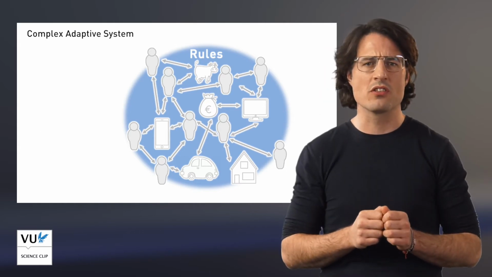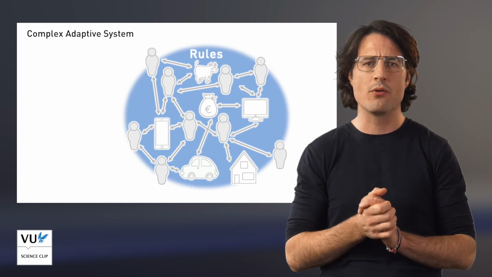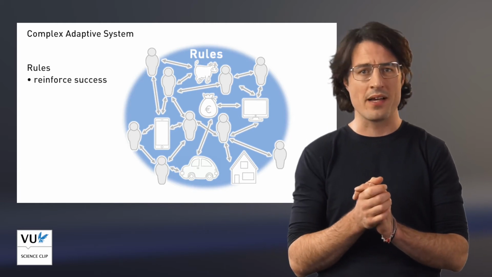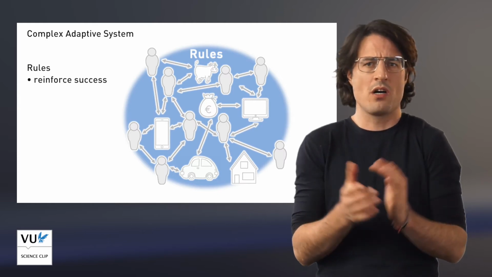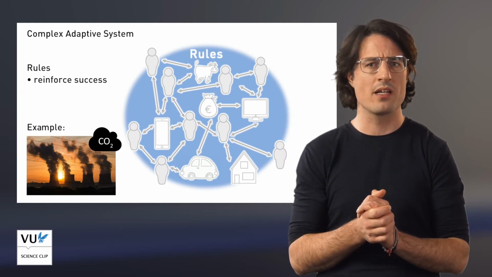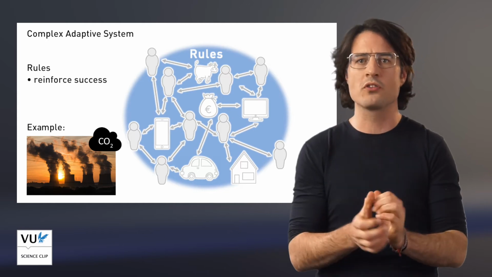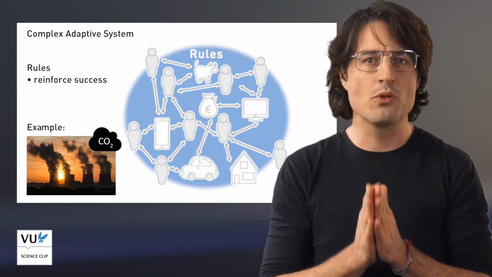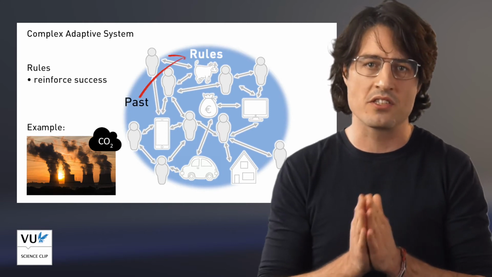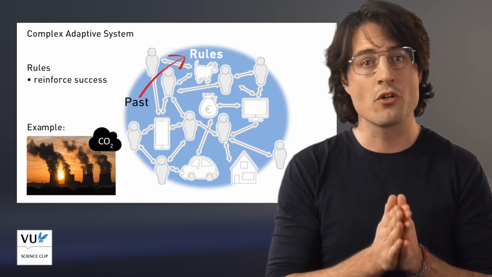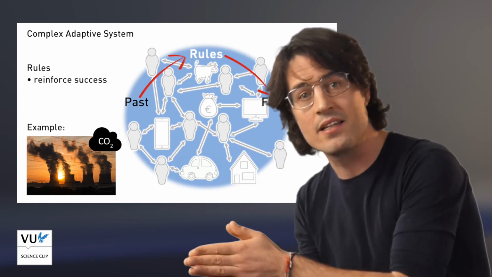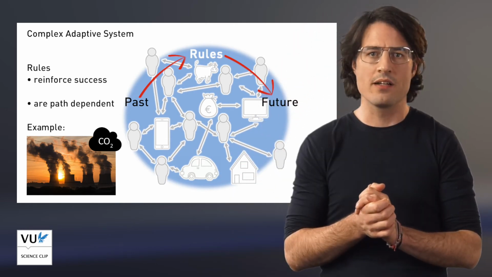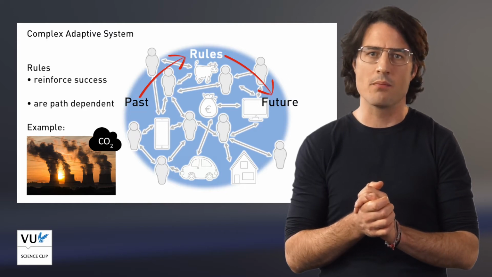Rules and physical structures are built in to reproduce and reinforce successful practices. But in doing so, we also build in their negative side effects. For example, the CO2 emission as a negative side effect of the super successful fossil fuel system. So these rules are the product of past interactions in the system, which determine the future actions of agents in the system. And this is what we call path dependency. Thus, in the analysis of systems, history cannot be ignored.